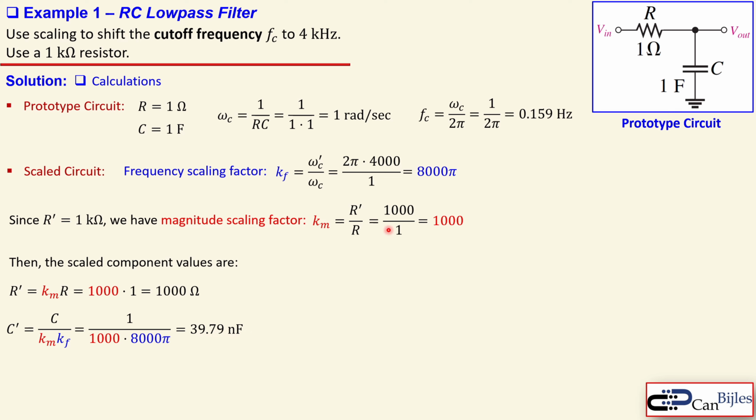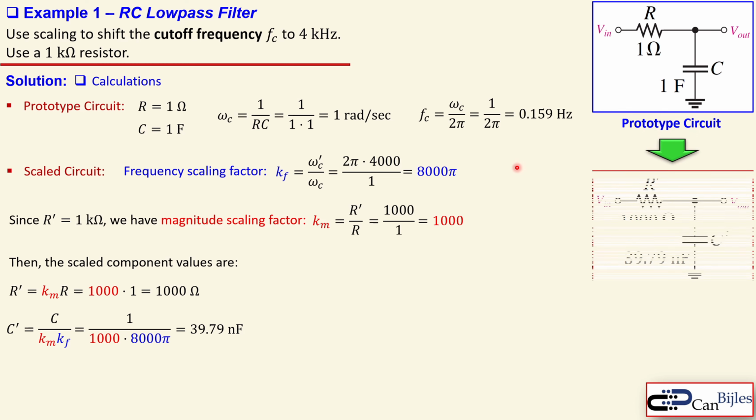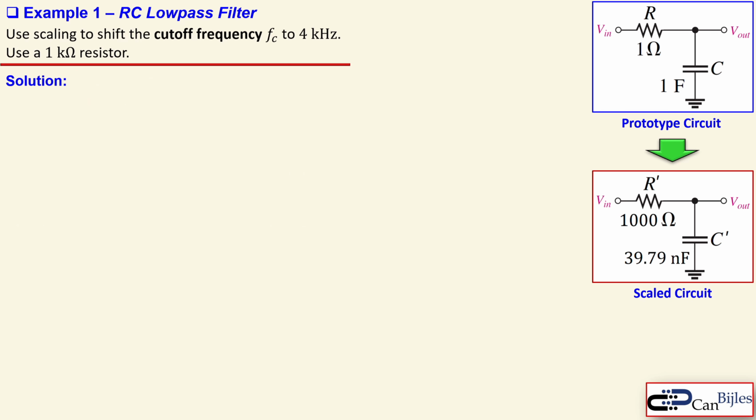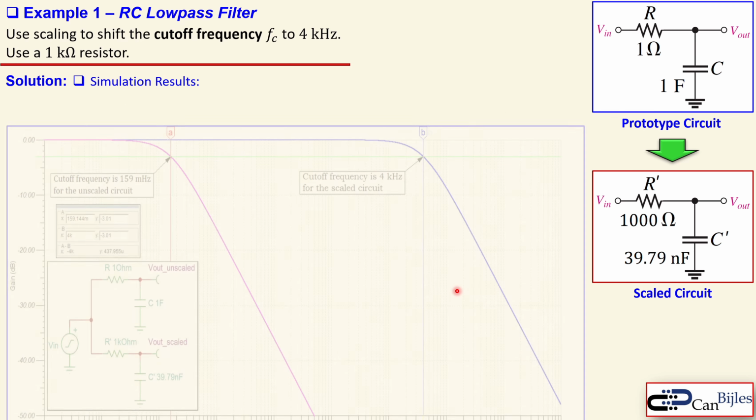Okay, this is now the final design. We need to scale up to the design circuit here, which has a resistor R prime, which is 1 kilo ohm, and a capacitor C prime, which is 39.79 nanofarads. And these are all primed values. Okay, this is then the scaled circuit. Let's see if this is really doing the job, so we need to look at it in the simulation results.